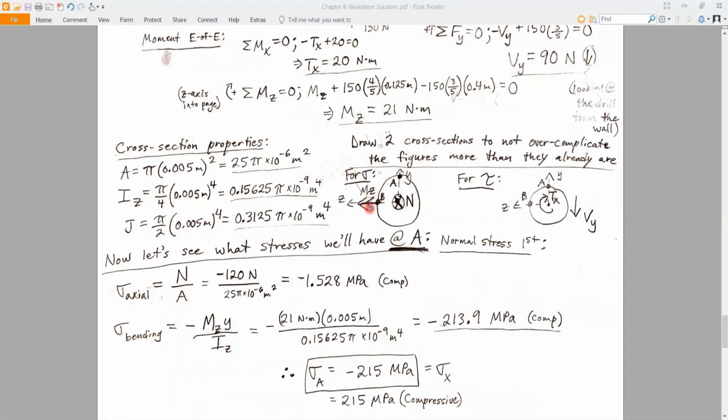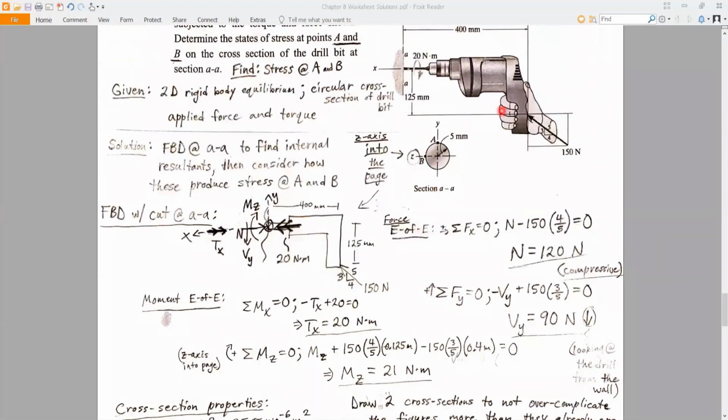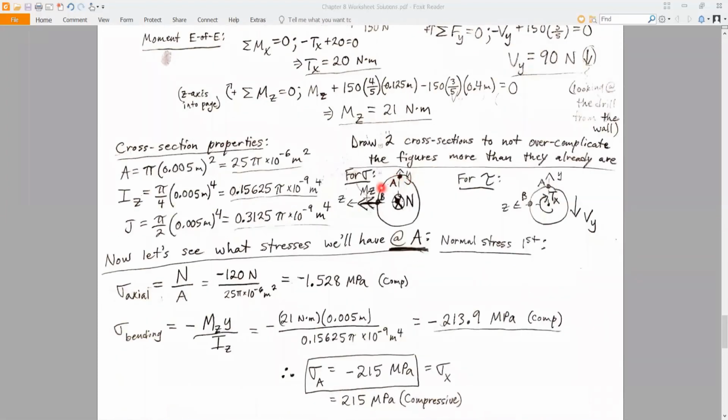So the arrows are going that way. So we're going to be bending upward. That's something you can hopefully see intuitively here, that we're bending this drill bit into the wall upward. So we're going to be in compression above our neutral axis, which is our z-axis. So for A, we're going to be in compression. And if we were looking at a point down here, it would be in tension.